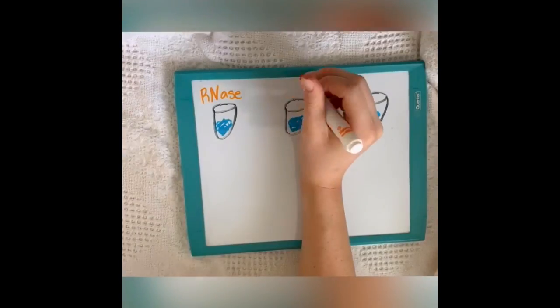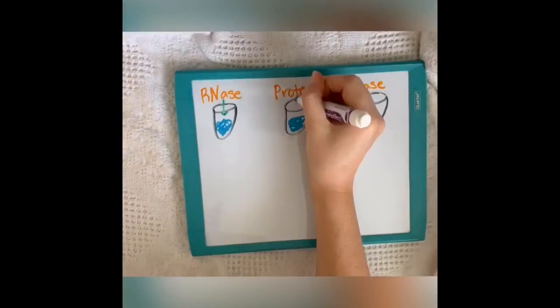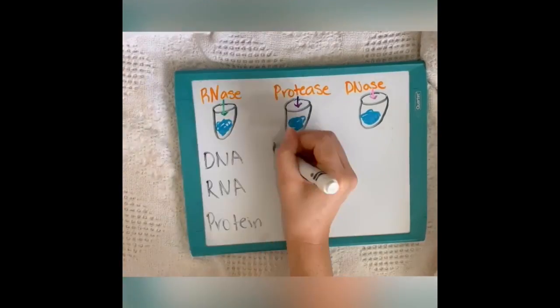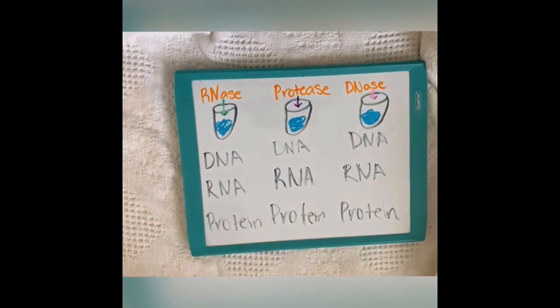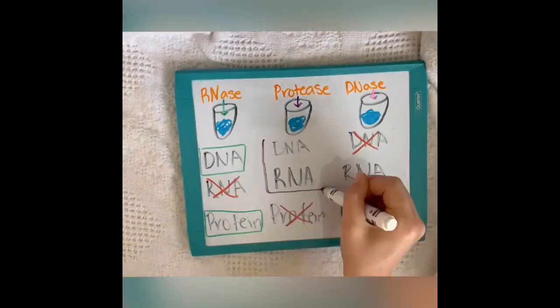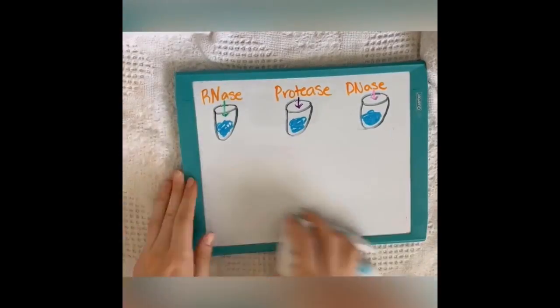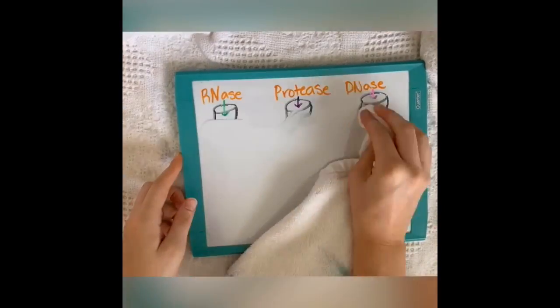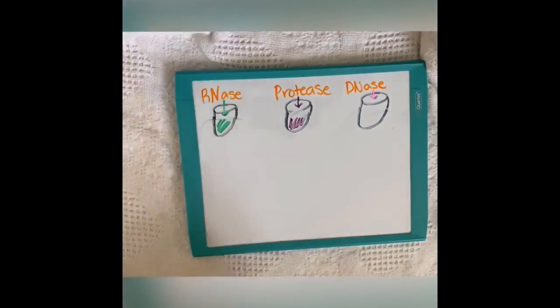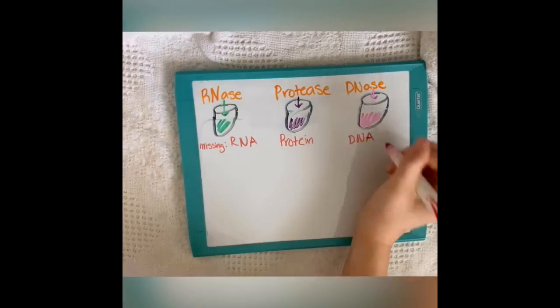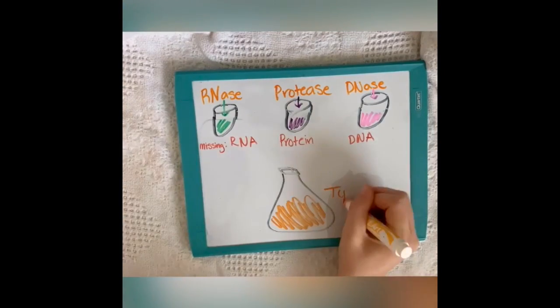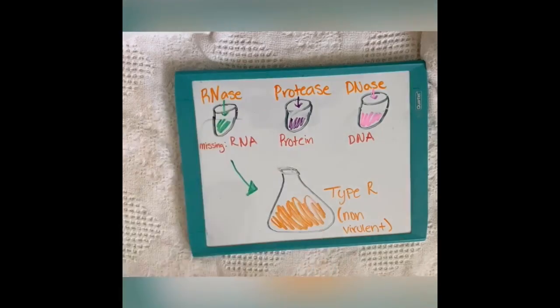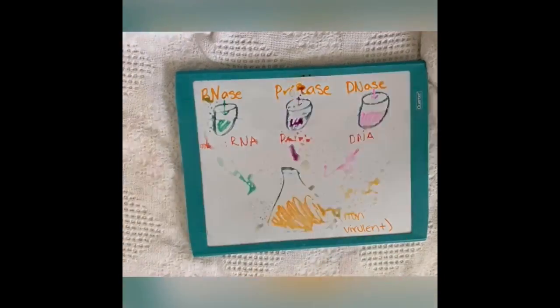The first one contained a treatment of RNase, which destroyed RNA. The second contained a treatment of protease, which destroyed protein, and the third contained a treatment of DNase, which destroyed DNA. They then mixed each sample into a type R bacteria substance. This substance was non-virulent.